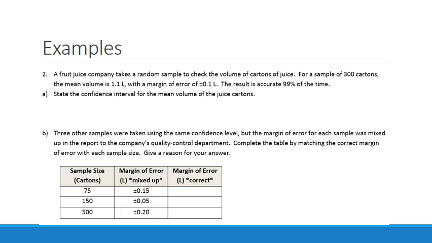All right, a second example. A fruit juice company takes a random sample to check the volume of cartons of juice. For a sample of 300 cartons, the mean volume is 1.1, with a margin of error of plus or minus 0.1 liters. The result is accurate 99% of the time, so they're very confident.